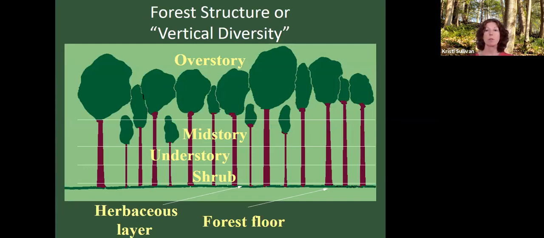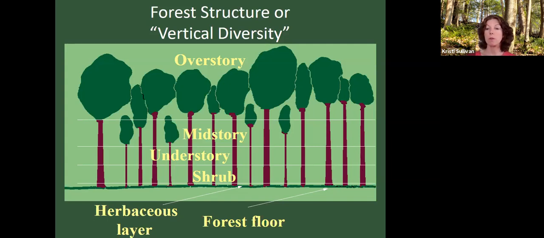There's another term called vertical diversity. And what vertical diversity means is basically the structure within the forest. So it means the number of different layers of vegetation you have within the forest. So this slide kind of illustrates that concept, where you have your herbaceous layer, where you might have ferns or other understory plants, the forest floor covered with leaf litter, and then you can have a shrub layer, an understory layer, a mid-story layer, and then the overstory, or the canopy trees, are at the very highest point of the forest. So some forests have all those components and would have a lot of vertical diversity.